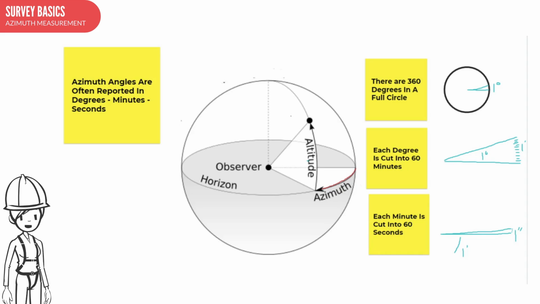Here is how azimuth angles are reported. Often, the surveyor will write them as degrees, minutes, and seconds. There are 360 degrees in a full circle, so degrees are a rough measurement of an angle. Then, each degree can be cut into 60 smaller measurements. These are called minutes.